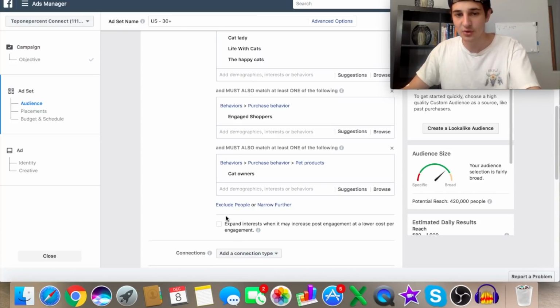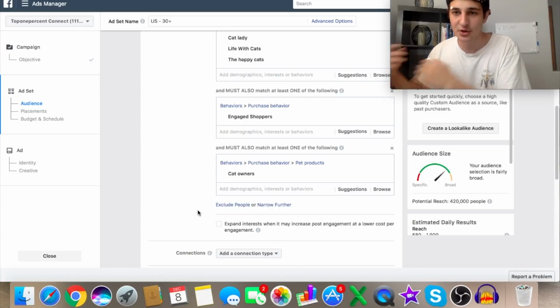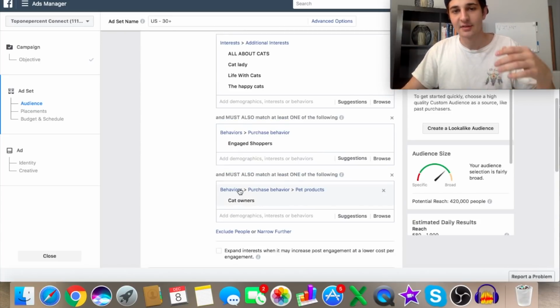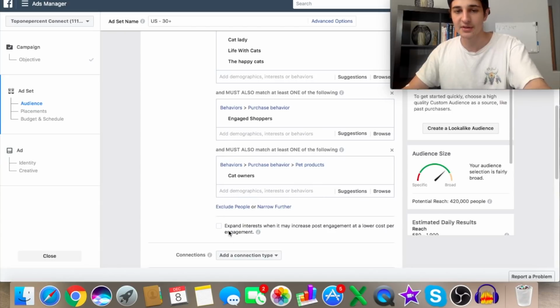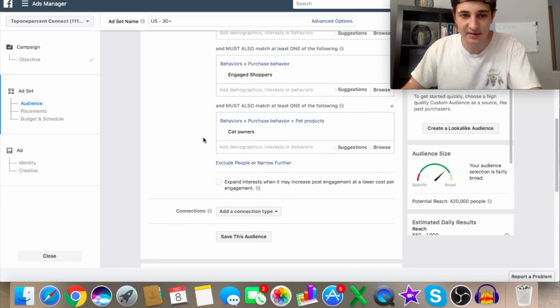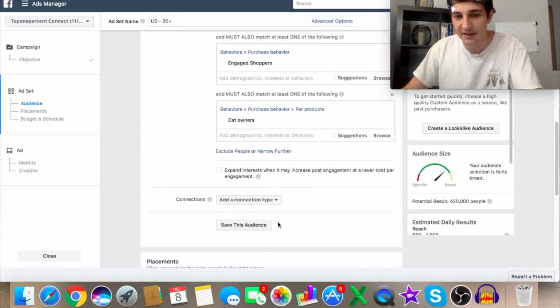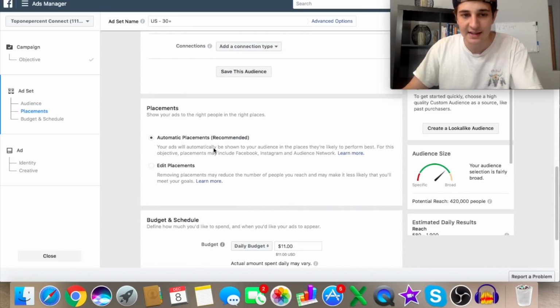And obviously you don't want to ever have this box checked because it's just going to waste your money. It's going to expand interest and show your ad to people that may not like it. So if you do this first part right and you uncheck this, you can almost always be successful. So I would go ahead and click save this audience if it worked, obviously, and then we'd go to placements.